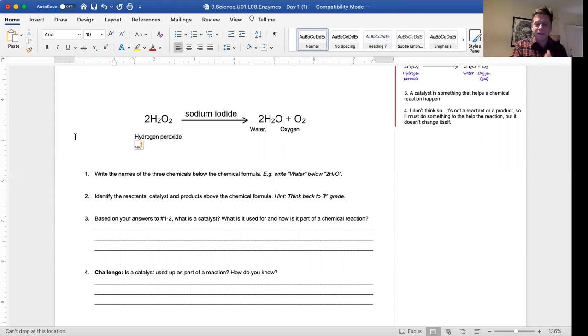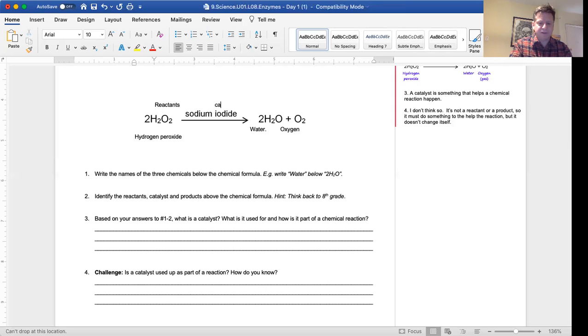Now it says identify the reactants, the catalyst, and products above the chemical formula, okay? So, I'm not sure I can do that. I'm gonna try. So the H2O2, because it's to the left of the arrow, they are the reactants. Let me see if this, guys, this is an experiment. Bear with me. This is the reactants.